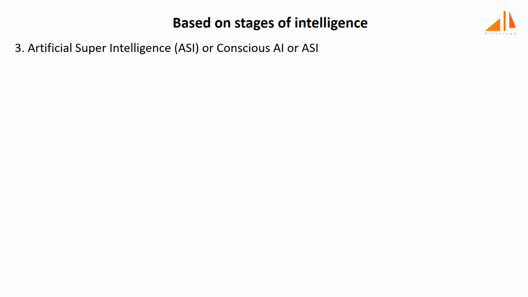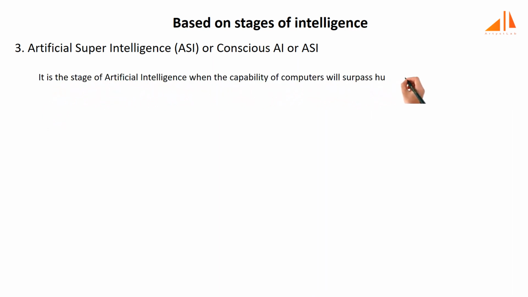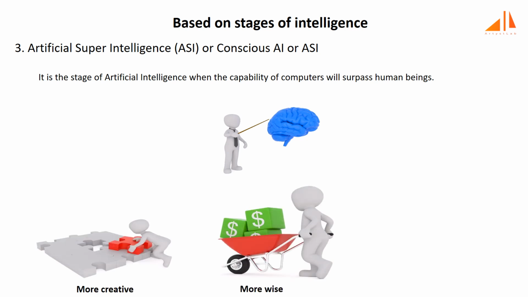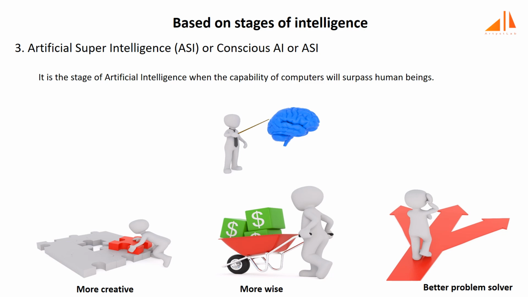Artificial superintelligence or conscious AI or ASI is the stage of artificial intelligence when the capability of computers will surpass human beings. Artificial superintelligence will surpass human intelligence in all aspects, from creativity to general wisdom to problem solving. Machines will be capable of exhibiting intelligence that we have not seen in the brightest of us. This is the type of AI that many people are worried about, and people like Elon Musk think will lead to the extinction of the human race.